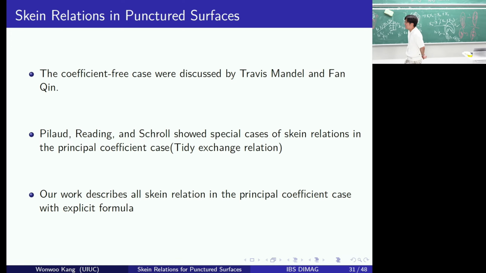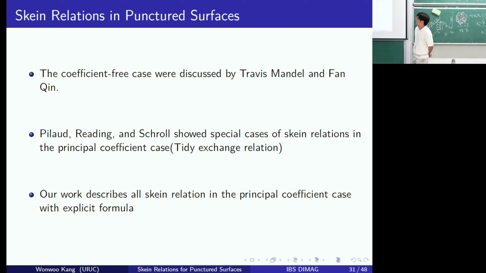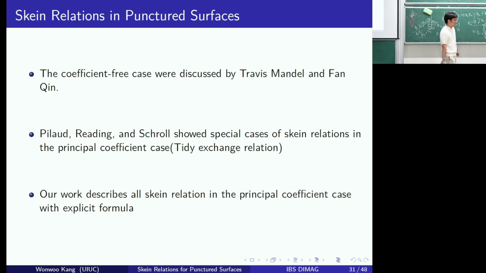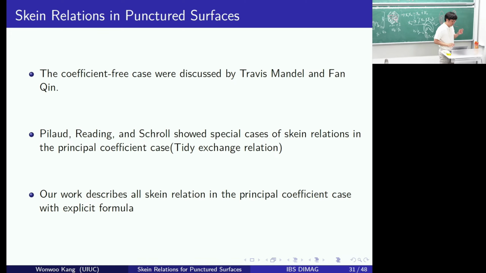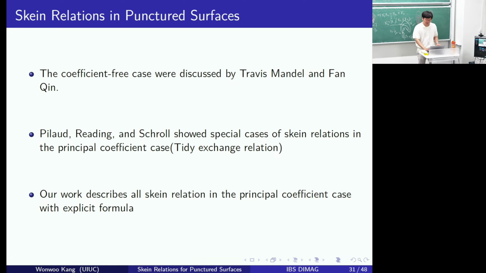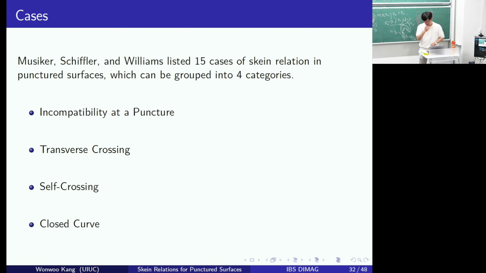They are actually called the tidy exchange relations. But our work describes all the skein relations in the principal coefficient case with an explicit formula. And what I mean by explicit formula is really explicit. It's not something that you have to calculate or do something really crazy. It's quite straightforward. So let me show you the examples.